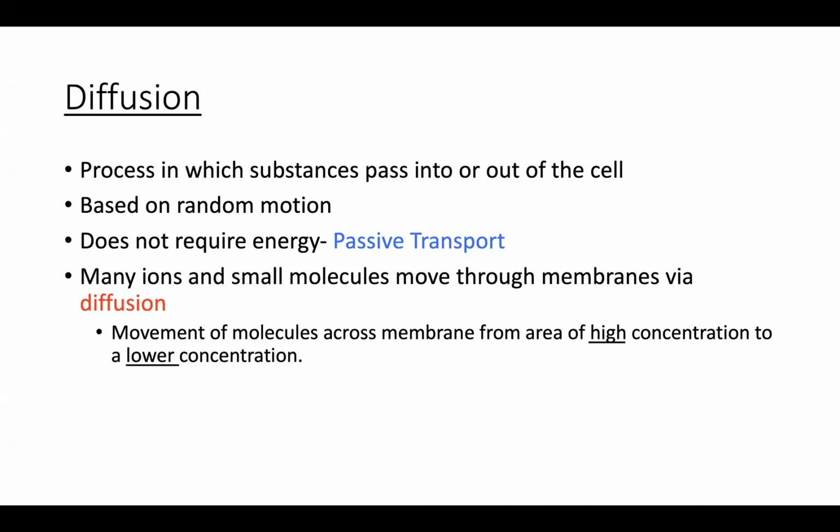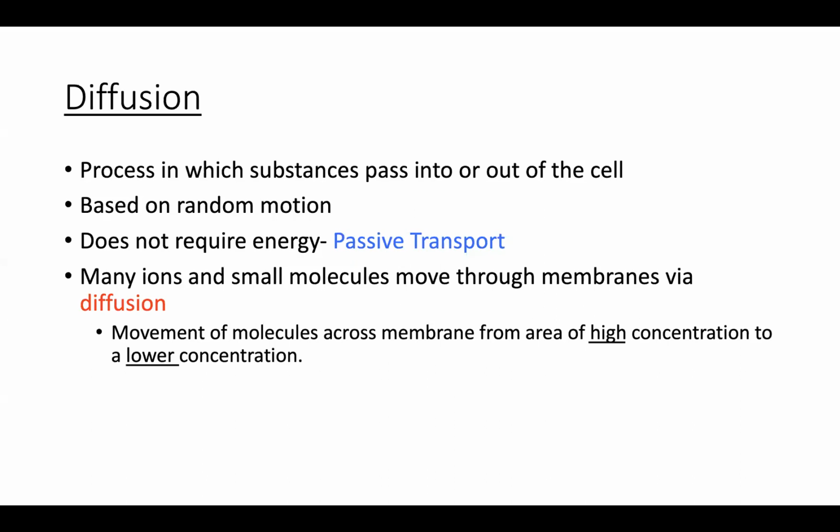Many ions and small molecules are going to be able to move through biological membranes by way of diffusion. An example of diffusion in real life would be if you sprayed some perfume in one area of the room. Eventually, everyone in the room will be able to smell your perfume because those small fragrance molecules will diffuse across the room without any assistance. You don't have to do anything, but those molecules will move.